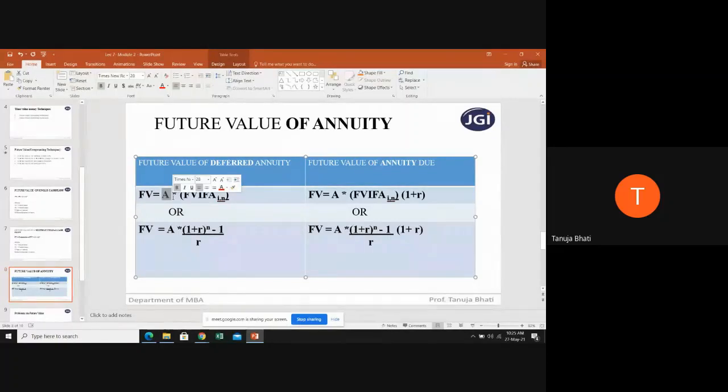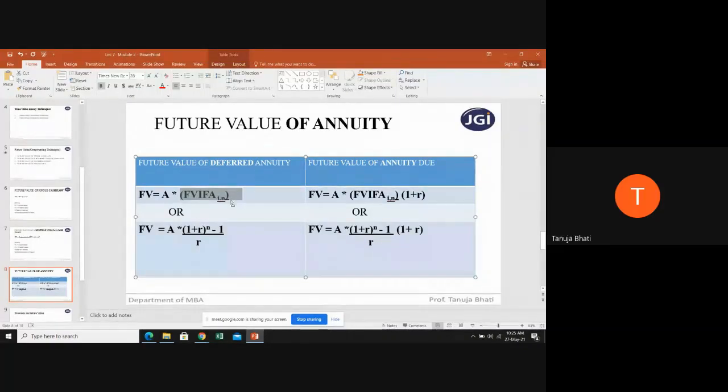What are the cash flows? That is A. What is the annuity amount? What is the amount that you are depositing every month or withdrawing every month? Suppose, for example, A is nothing but the cash flow into the future value interest annuity factor. For this future value annuity, you have to always use table number 2, because it is multiple cash flow.